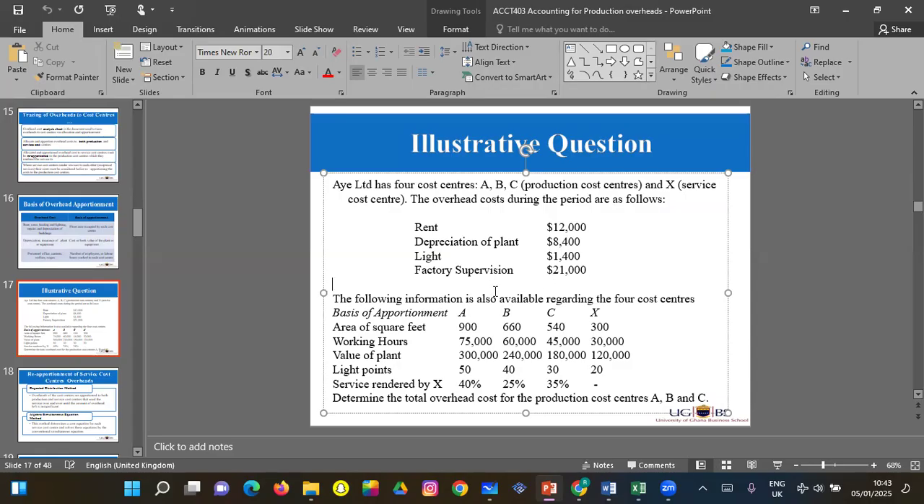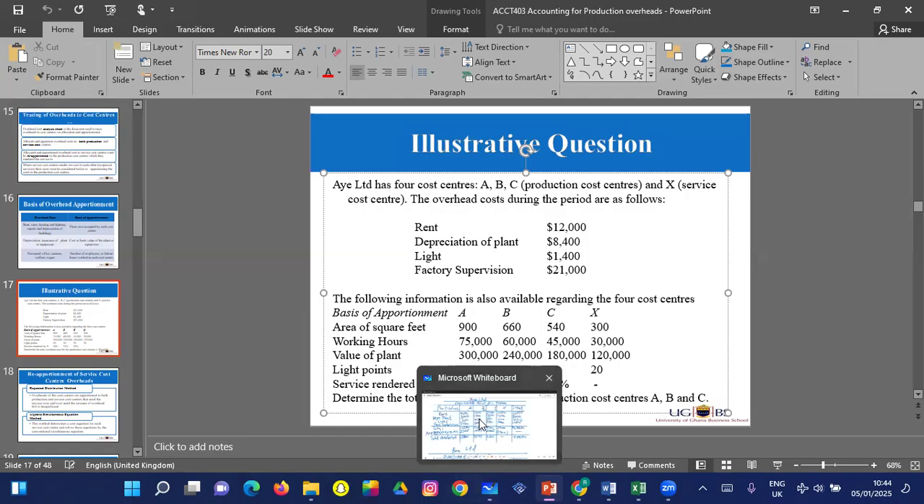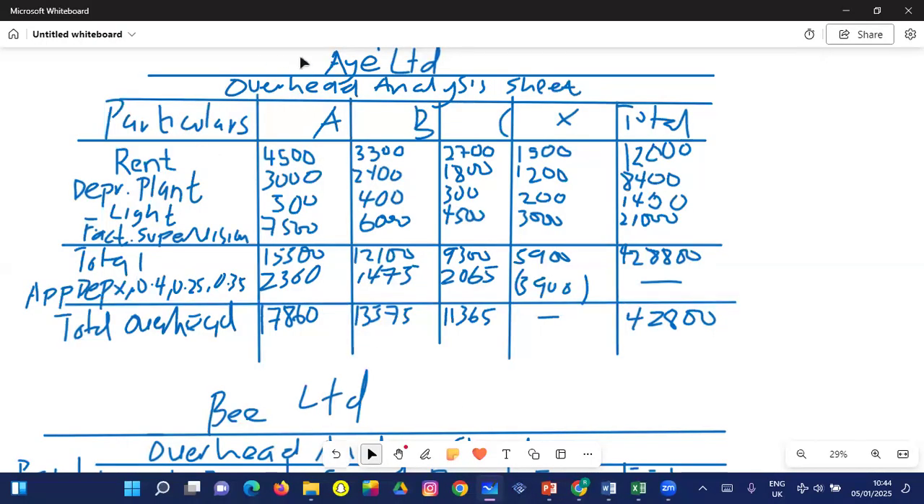The following information is also available regarding the 4 cost centers, which is the base of apportionment A, B, and C. We have area of square feet, working hours, value of plant, light points, and we also have service rendered by X, right? So X rendered 40% of its service to A, 25% of its service to B, and then 35% of its service to C, right? So we are going to use this to do the overhead analysis sheet, like we are going to put them on the overhead analysis.